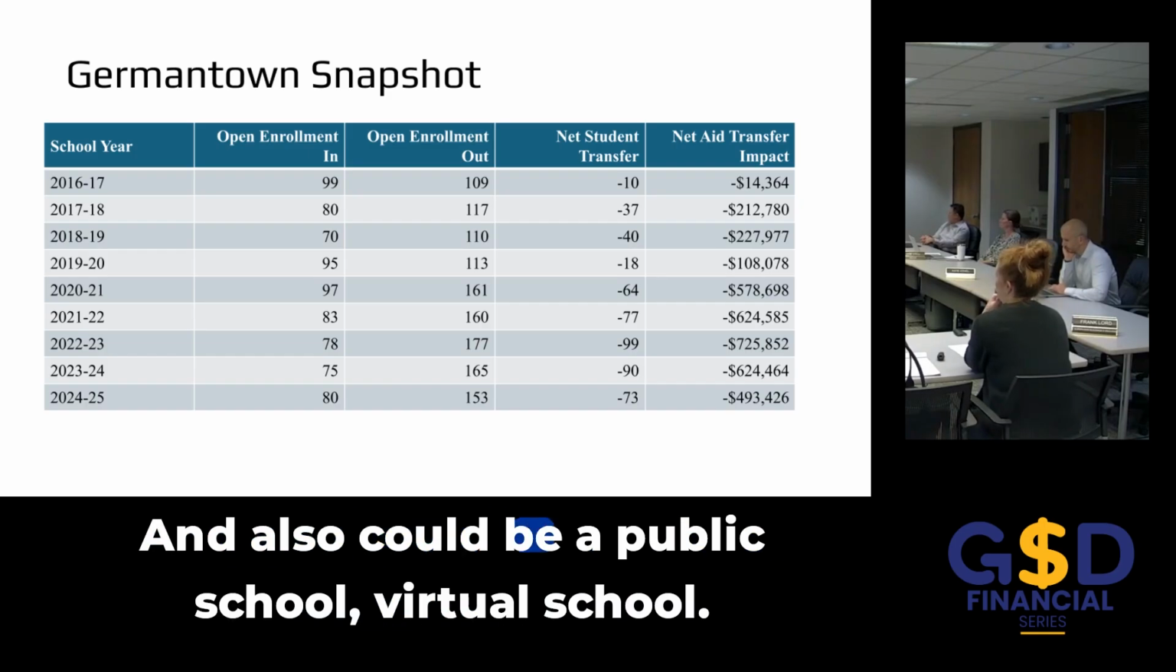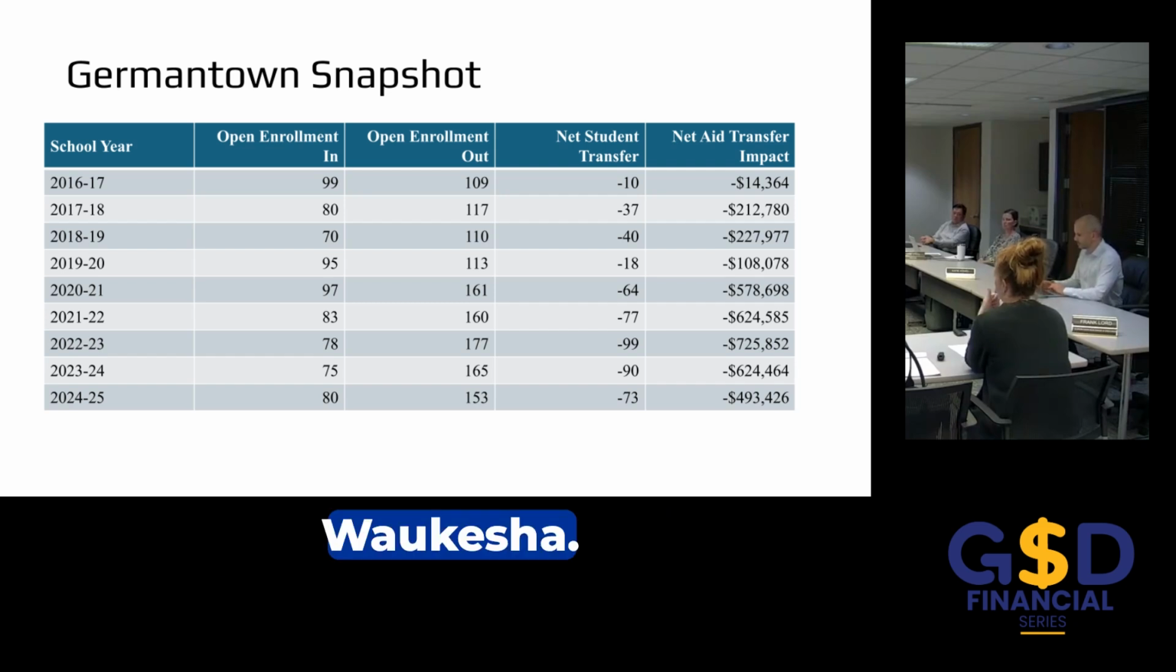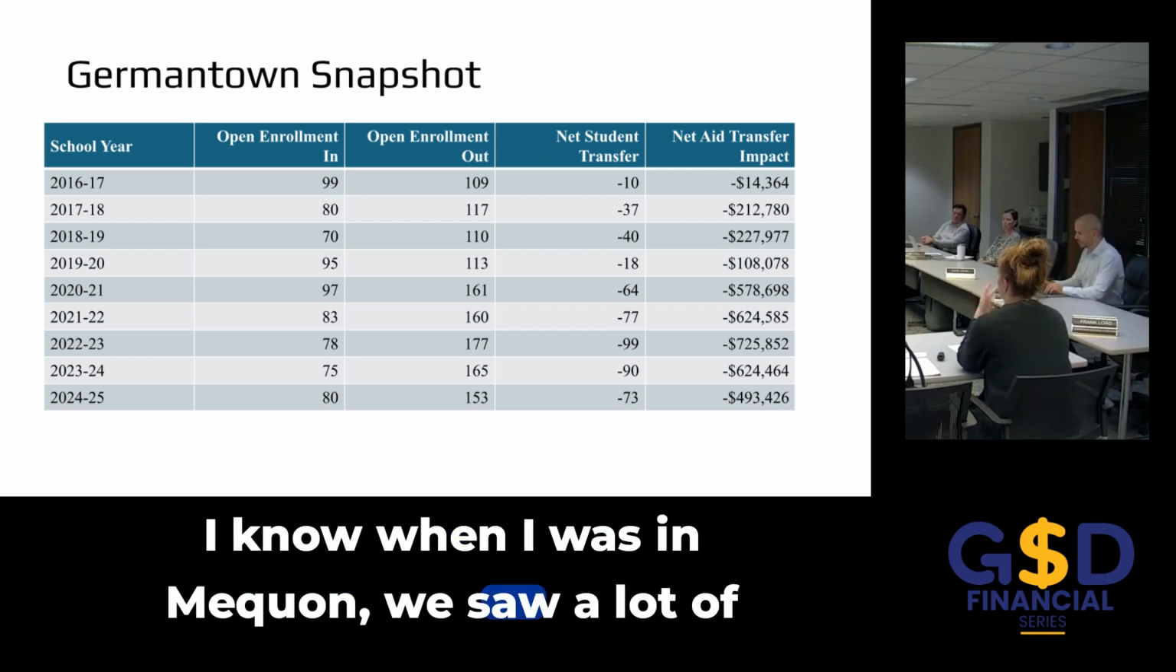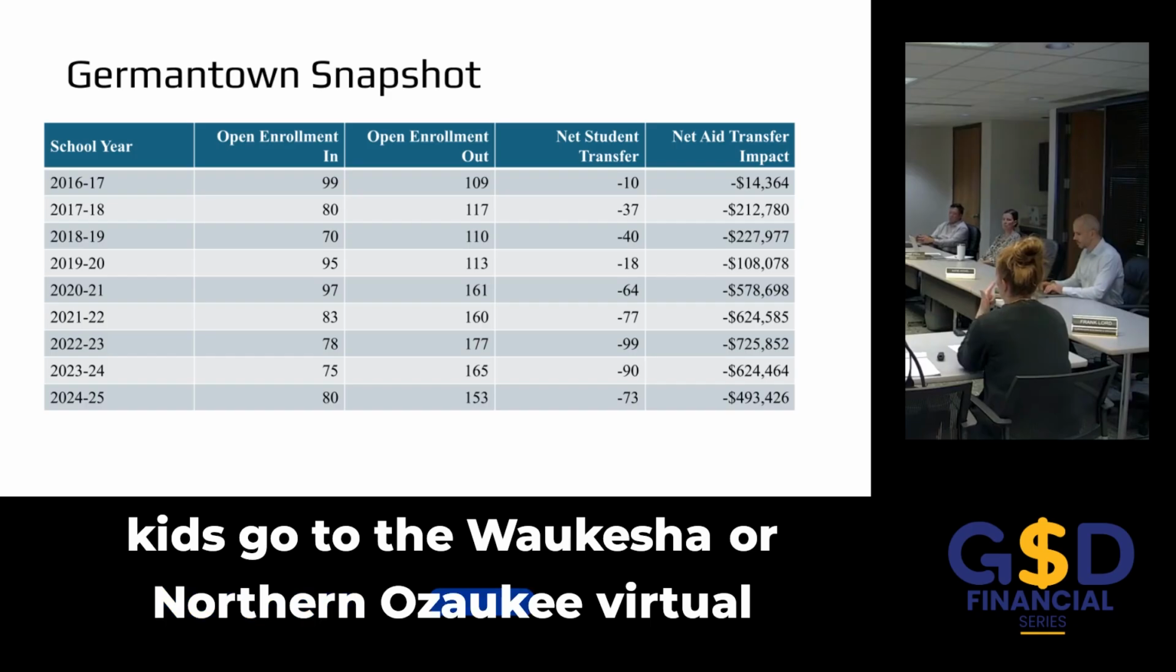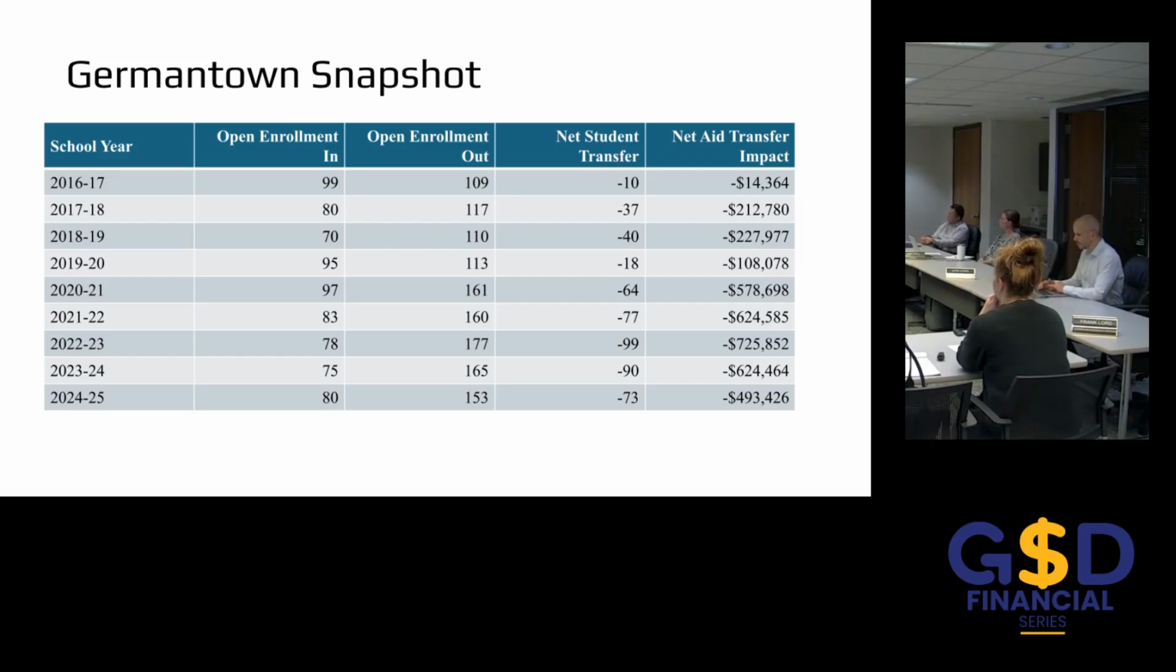And also it could be a public virtual school. Correct. And we do see a lot of that, especially after COVID. There's an increase, because there's one in Waukesha. I know when I was in Mequon, we saw a lot of kids go to the Waukesha or Northern Ozaukee virtual school. That was definitely more prevalent after COVID.